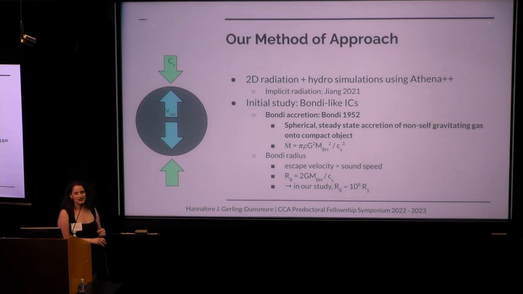1952, hence the name. And the accretion rate that you can derive from this is given up here on the slide. And from that, you can go ahead and define a characteristic Bondi radius, which is where the escape velocity of that gas is going to be balanced by the sound speed of that gas. And you can see this here. And in our study, because I know that Bondi radii are not what a lot of people are used to thinking of, in our case, for our seed, it's approximately 10^8 Schwarzschild radii.